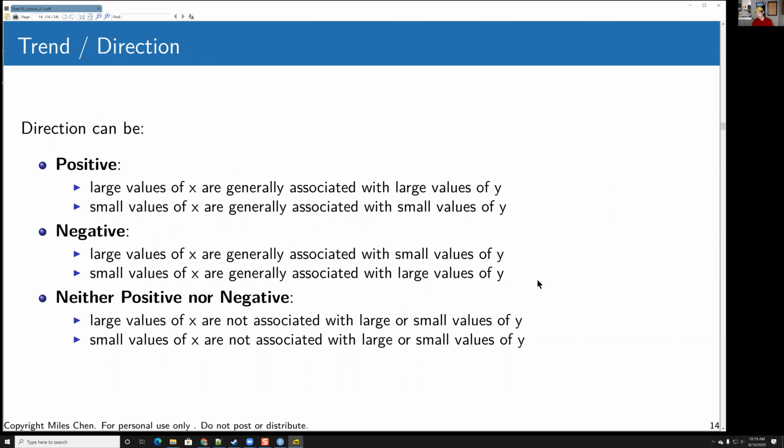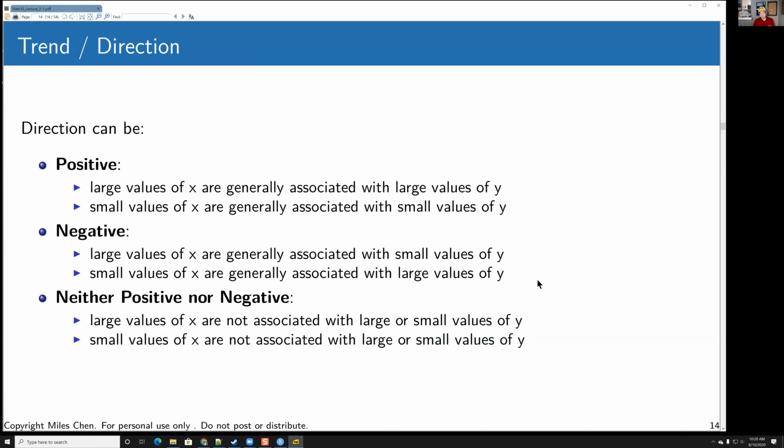As far as direction goes, the direction of a relationship can be positive, negative, or neither positive nor negative. A positive relationship means that large values of x are associated with large values of y, and small values of x are associated with small values of y. In a negative relationship, it's the flip of that. Large x goes with small y, small x goes with large y.